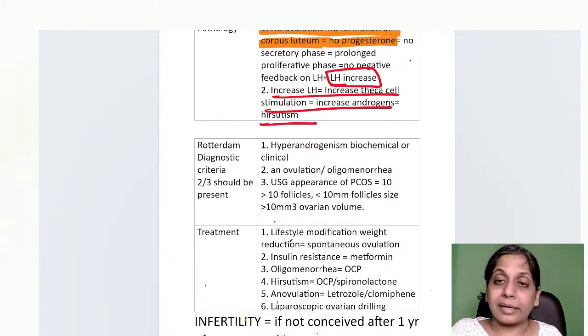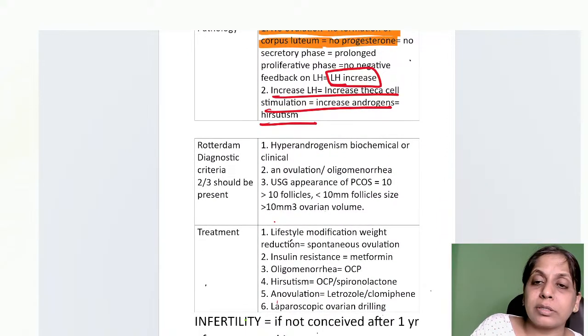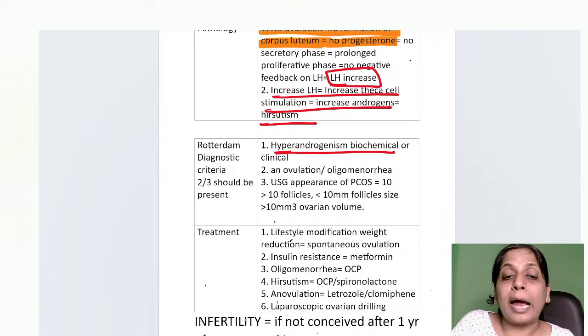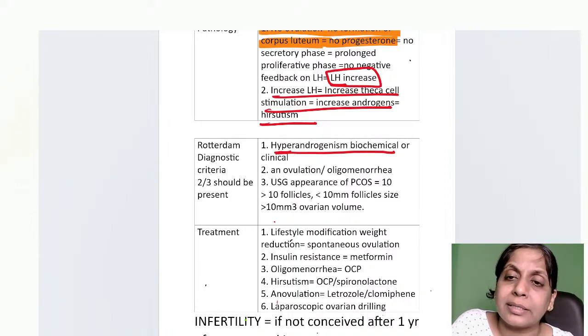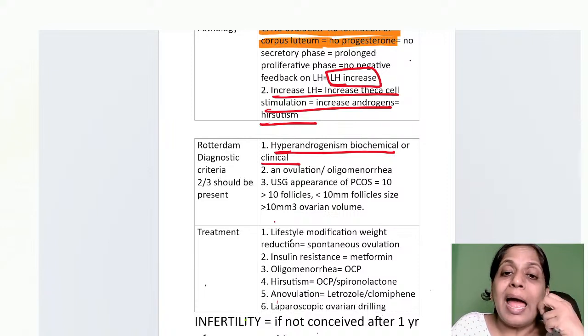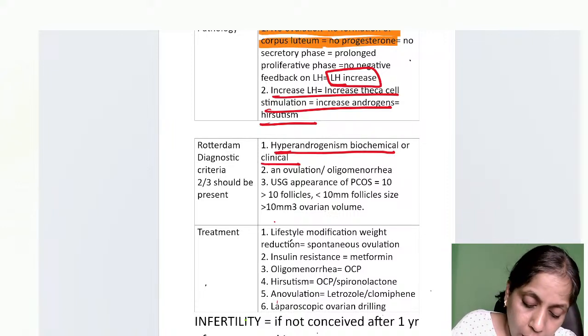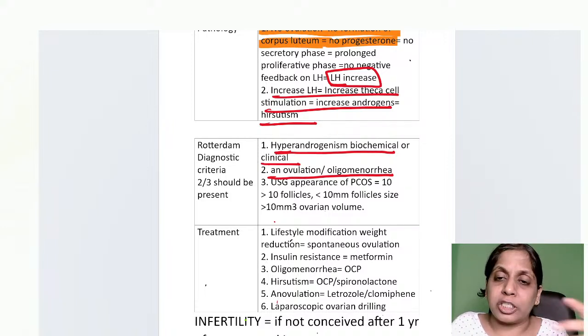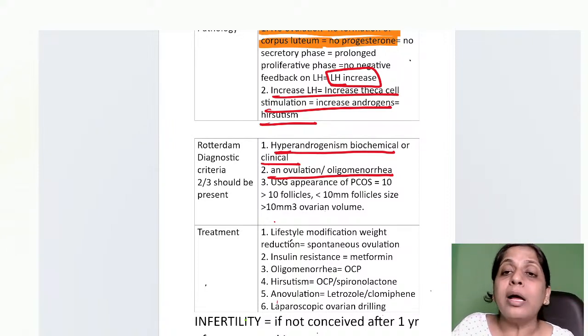Rotterdam gives the criteria for diagnosing PCOS. The criteria contain hyperandrogenism. Hyperandrogenism can be biochemical, that is androgens are more when tested in the biochemical lab, or clinical, that is you are seeing hirsutism, clitoromegaly and hoarsening of voice. Anovulation or oligomenorrhea: if the cycles are regular, it means ovulation is occurring, and if they are irregular, it means there is oligomenorrhea.